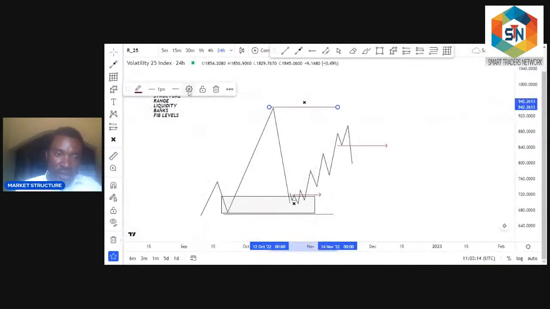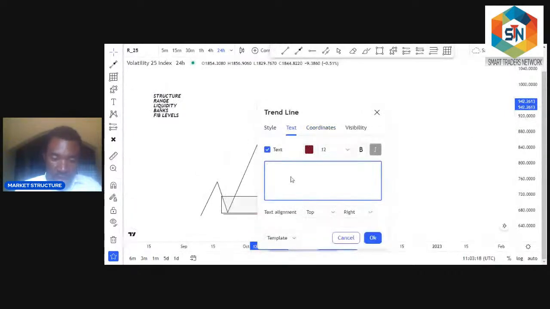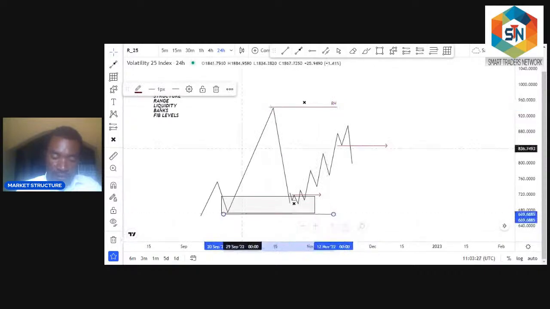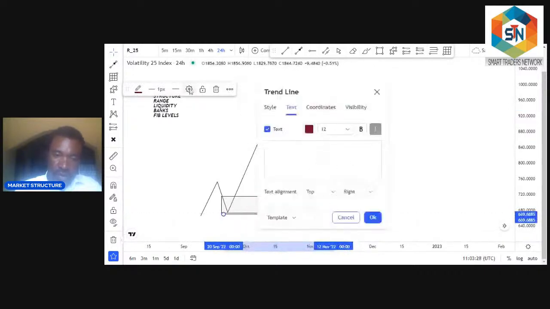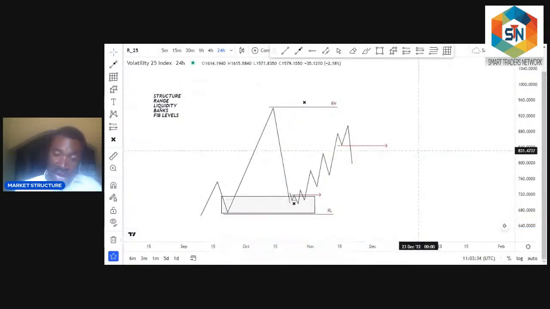Maybe I should annotate on that so that you'll be able to see it. This is the range. Let me put it range high. That's the range high. And this is your range low. Now, the range high in the bullish formation has not been broken.